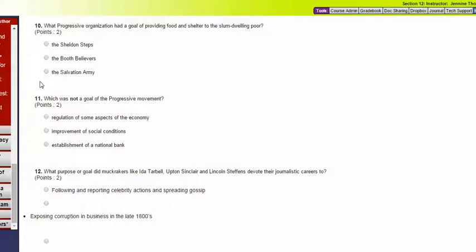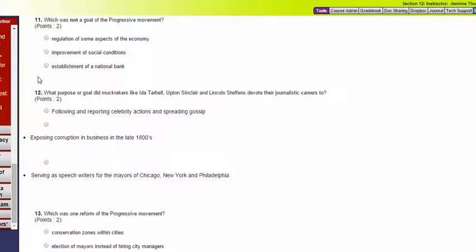Number 10, what progressive organization had a goal of providing food and shelter to the slum-dwelling poor? The Sheldon Steps, the Booth Believers, or the Salvation Army? Number 11, which was not a goal of the progressive movement? Regulation of some aspects of the economy, improvement of social conditions, or establishment of a national bank?